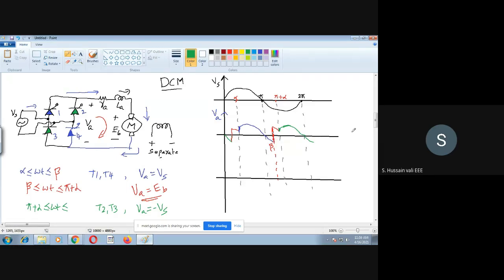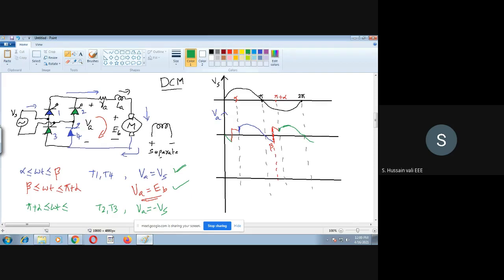Like in the continuous conduction mode, you have only one duration for the entire cycle. But here, in the entire cycle, you have two durations. One is from alpha to beta, the other one is beta to pi plus alpha. So during alpha to beta, VA is the same as VS, whereas during beta to pi plus alpha, VA is equal to EB, that is back EMF. Okay, this is about the output voltage in the discontinuous conduction mode.